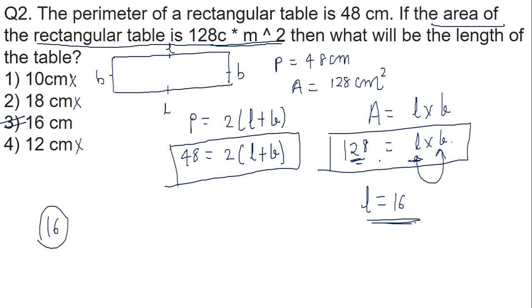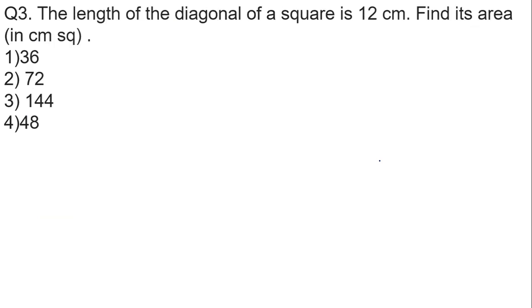Just give me a minute. And then moving on to the next question. The next question is talking about the length of the diagonal of a square, which is 12 centimeter. Find its area in centimeter square, is the question.